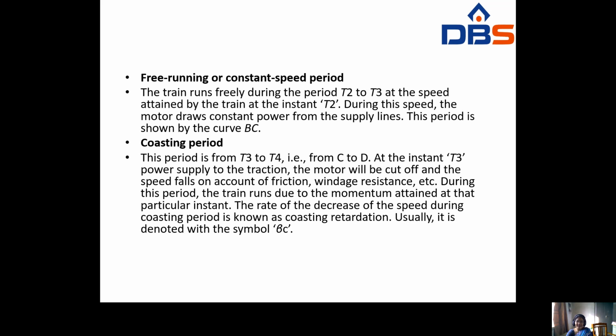Next one is what? Free running or constant speed period. The train runs freely during the period T2 to T3. In this free running period, the train travels with constant speed. The train runs freely at the speed attained by the train at that instant T2. During this period, the motor draws a constant power from the supply lines. This period is shown by the curve BC.